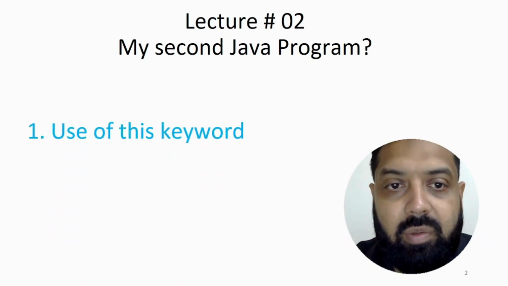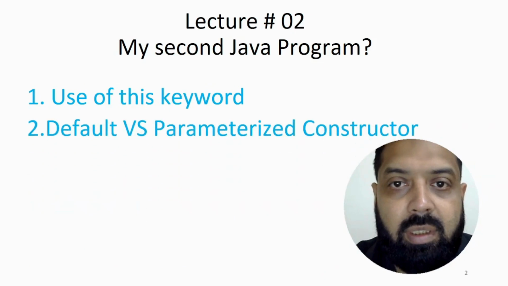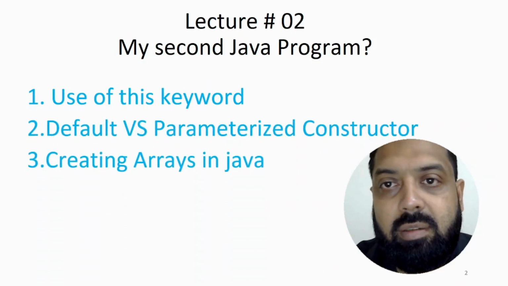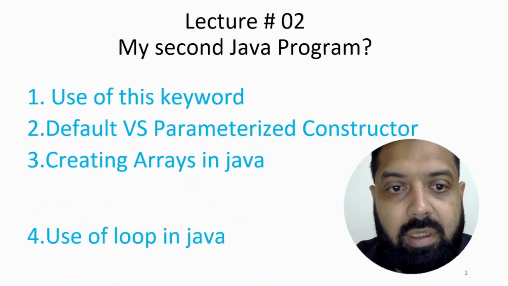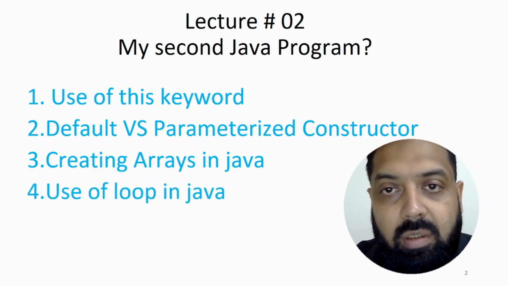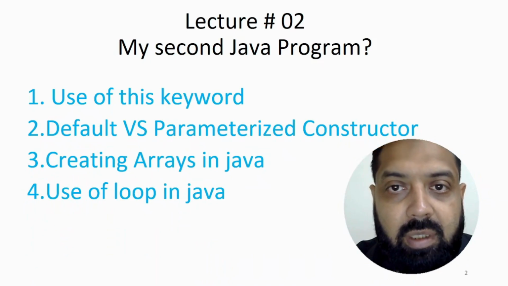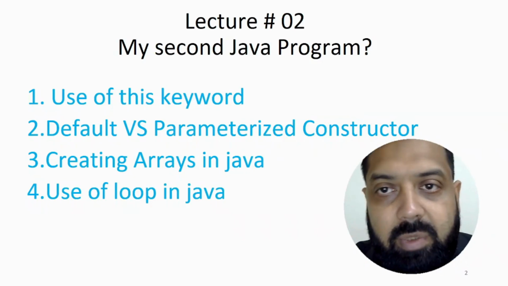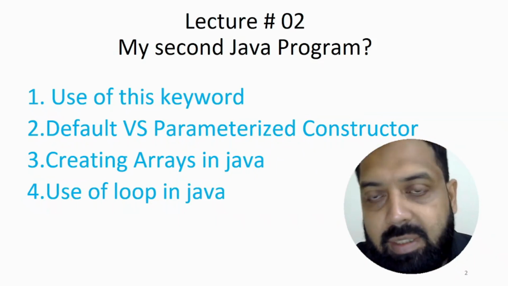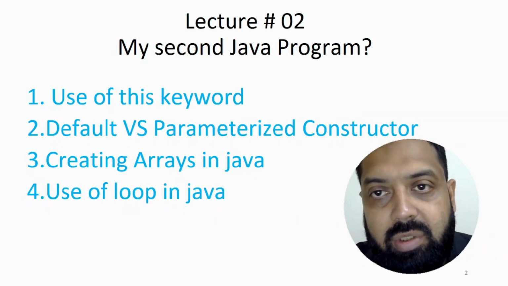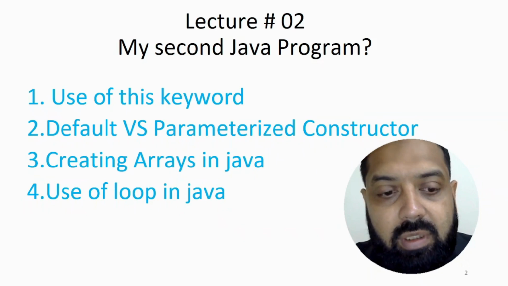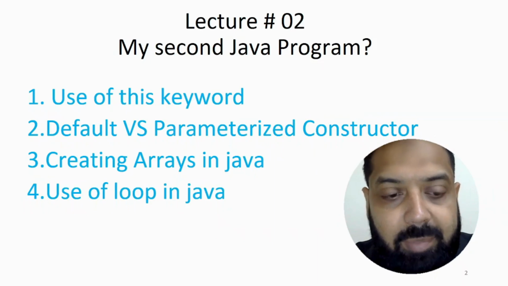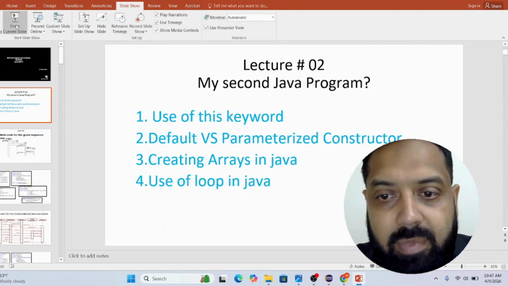In this lecture we are going to discuss the use of this keyword, default versus parameterized constructor, creating arrays in Java, and use of loops in Java. Before moving toward our Eclipse IDE, if you haven't seen our lecture number 1, which is related to the basic Java skeleton code, kindly review that lecture and after that move toward lecture number 2, related to these 4 different concepts. We are going to implement these concepts step by step in our Eclipse IDE.